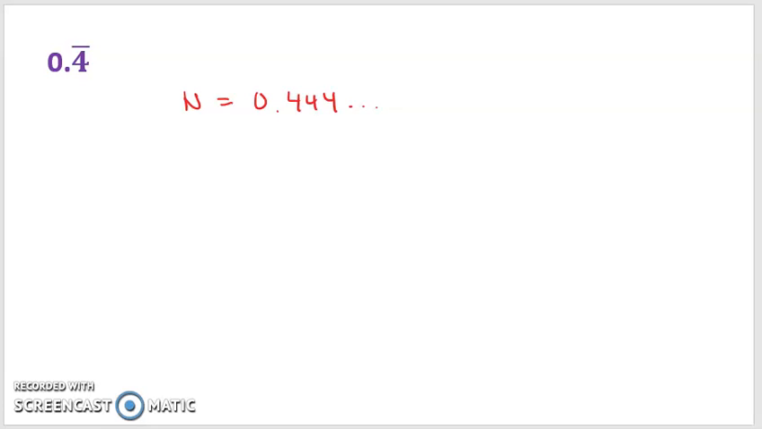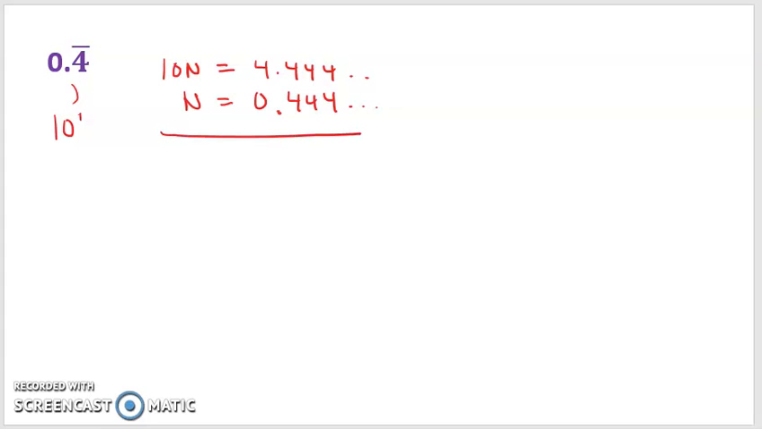Now, there's one repeating decimal, one repeating place. So the 4 is what's repeating. So if there's one repeating place, I'm going to multiply this by 10 to the first. So if I multiply 10 times 0.4 repeating, remember when you multiply by 10, you would just move the decimal place over. So if n is 0.4 repeating, 10n is equal to 4.444 repeating.